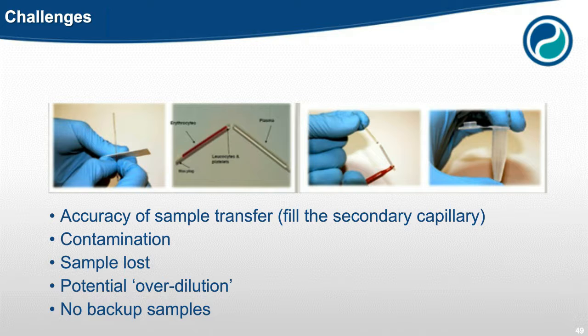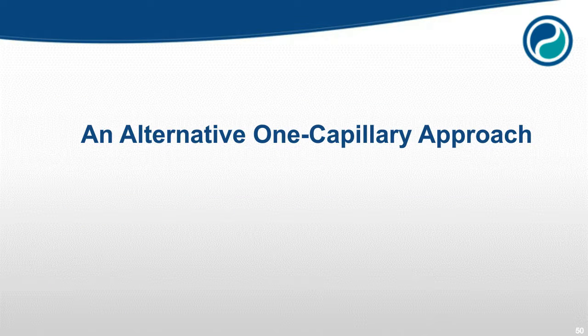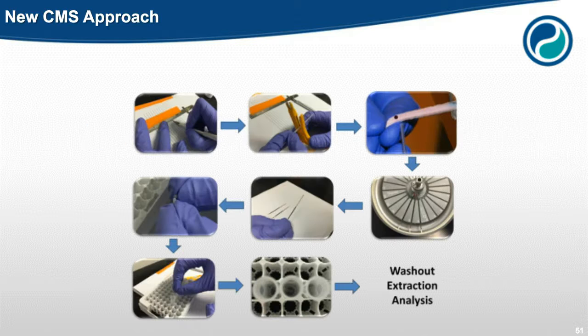So that's why Frontage developed an alternative one-capillary approach to try to avoid and prevent these potential issues. So this is a general procedure of how we collect the sample and how we use that to analyze the compounds. The first couple of pictures show how we treat the capillary tube before we even collect the sample.